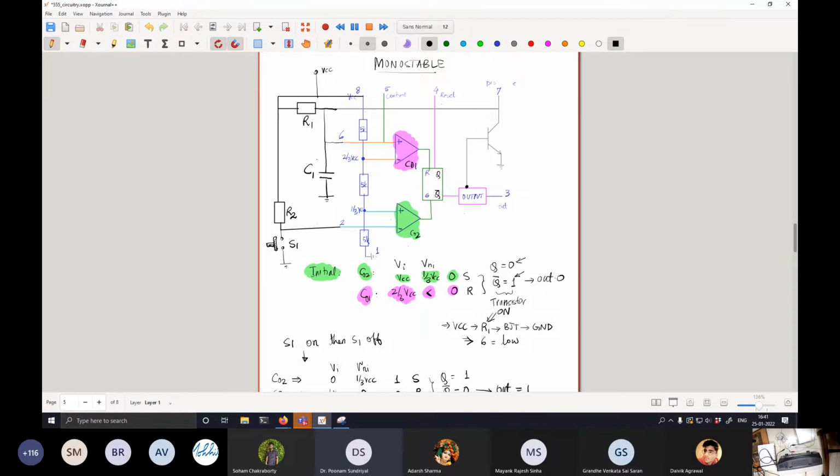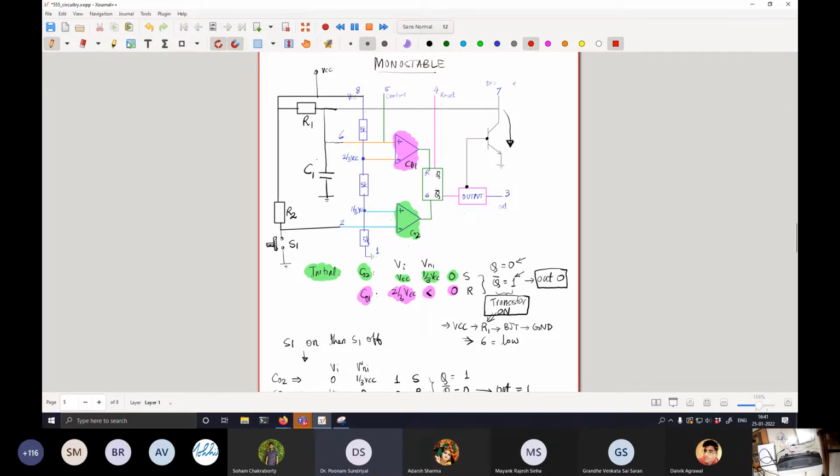Q bar is one. This is important. It means that the output is going to be zero. Fine. But when Q bar is one, the base of the transistor is active. When the base of the transistor is on, it means that this path is conducting.